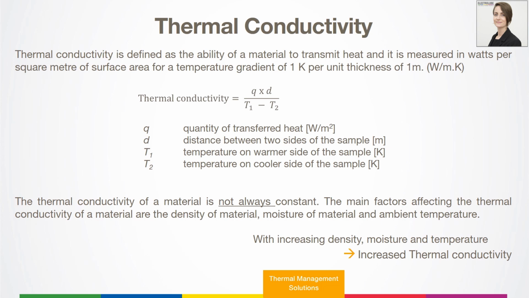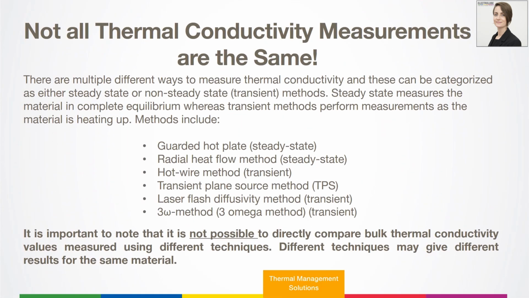The thermal conductivity of material is not always constant either. There are some factors that can affect it, such as density, moisture and temperature. However, more crucially, not all thermal conductivity measurements are the same. So when you're looking for a thermally conductive product, you'll be having a look at the thermal conductivity values on the datasheets. However, these may have been measured using different test methods.